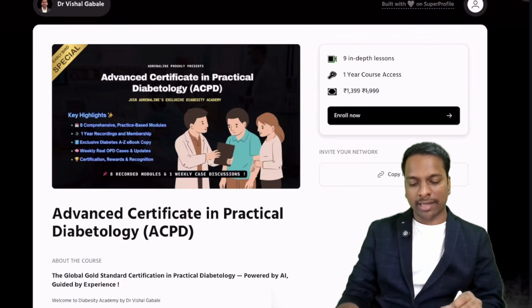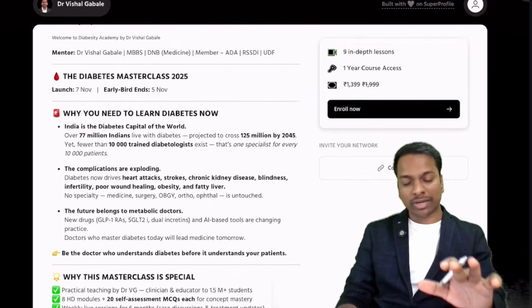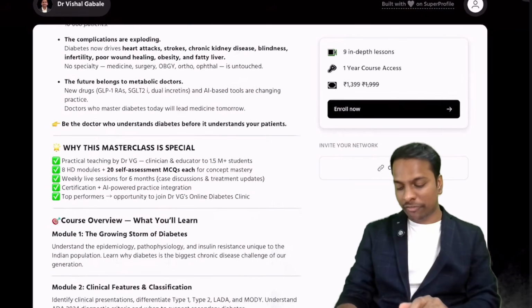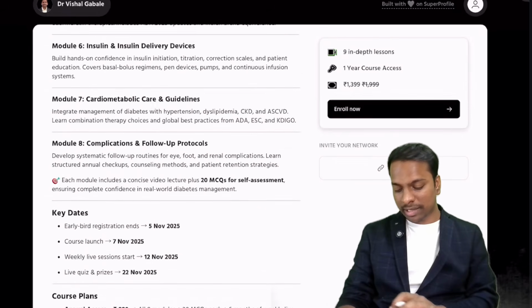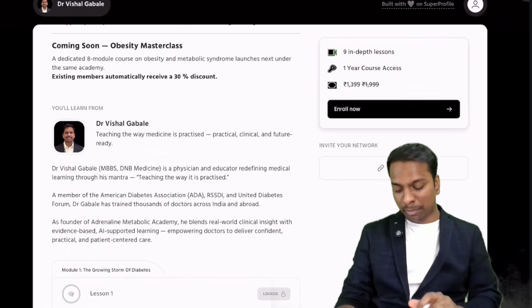Okay, 9 in-depth sessions, 1 year course access at rupees 1399. You have to just click enroll now. Here, whatever I told you is given in writing over there, whatever we just discussed. All the modules, the details, everything is there, dates and all those things are there. You can just check. This is my brief bio over there.